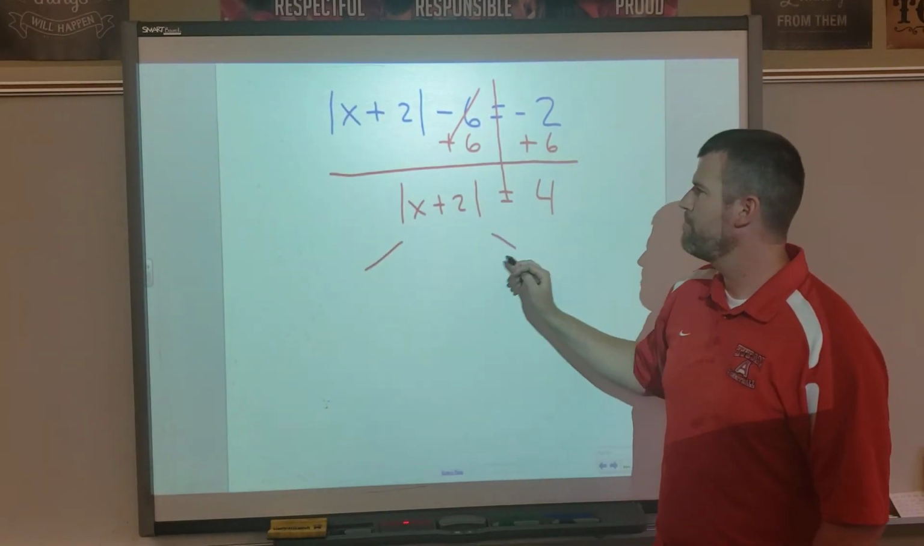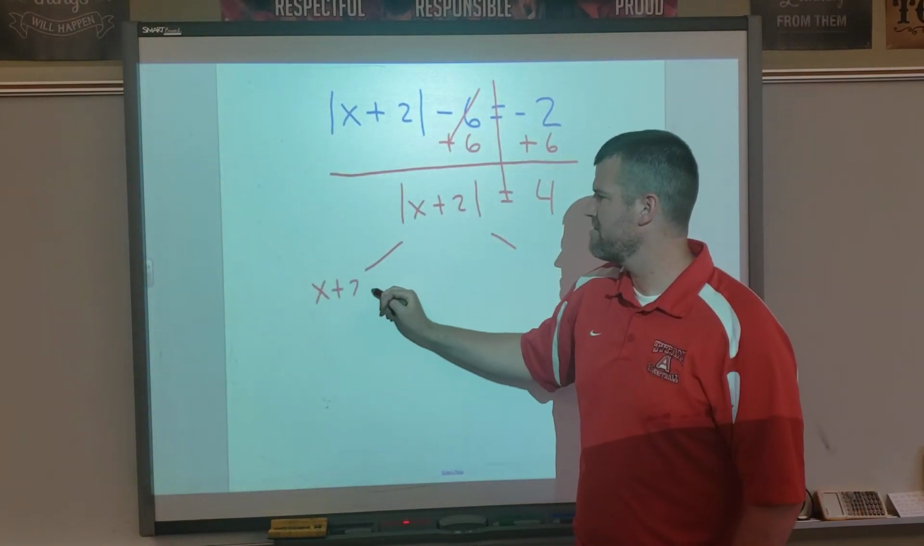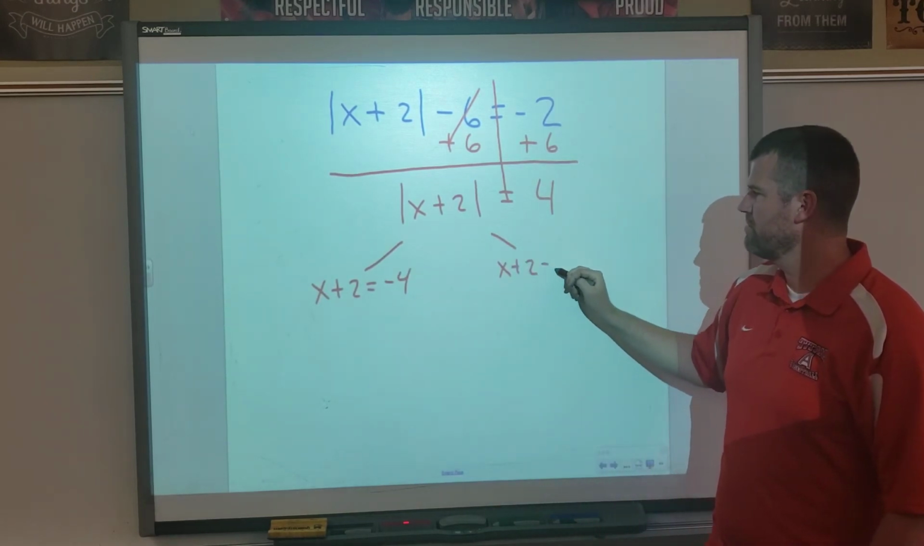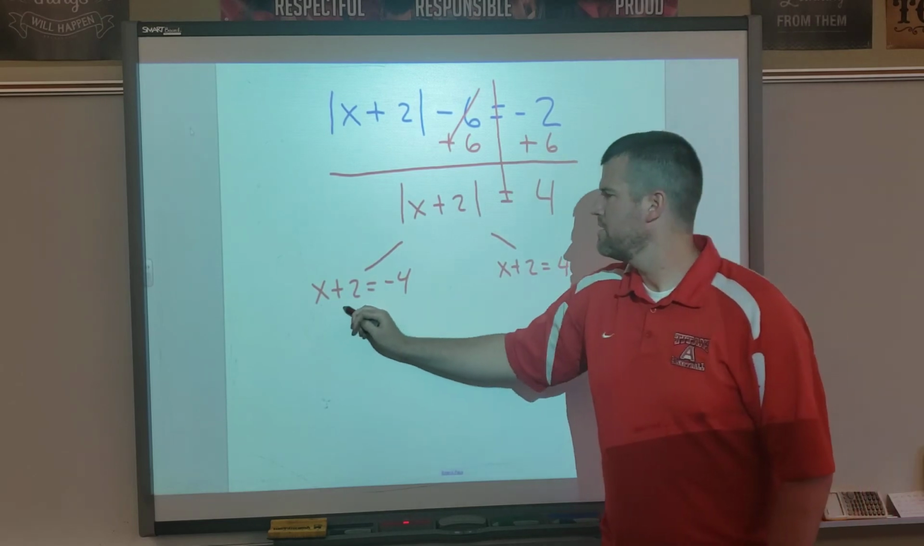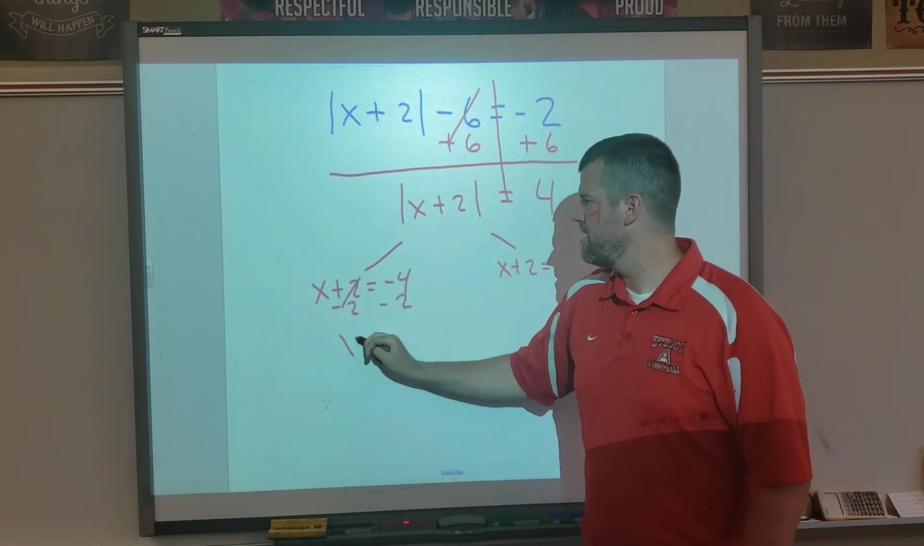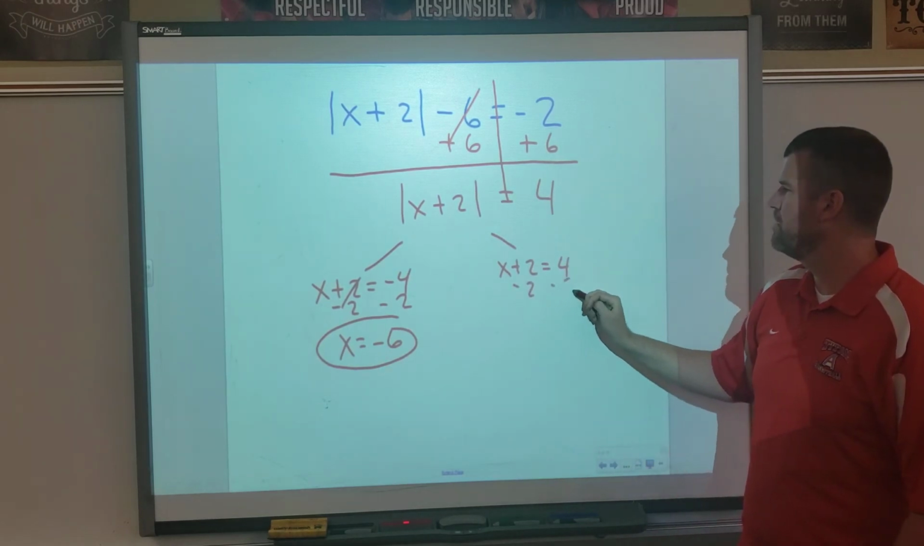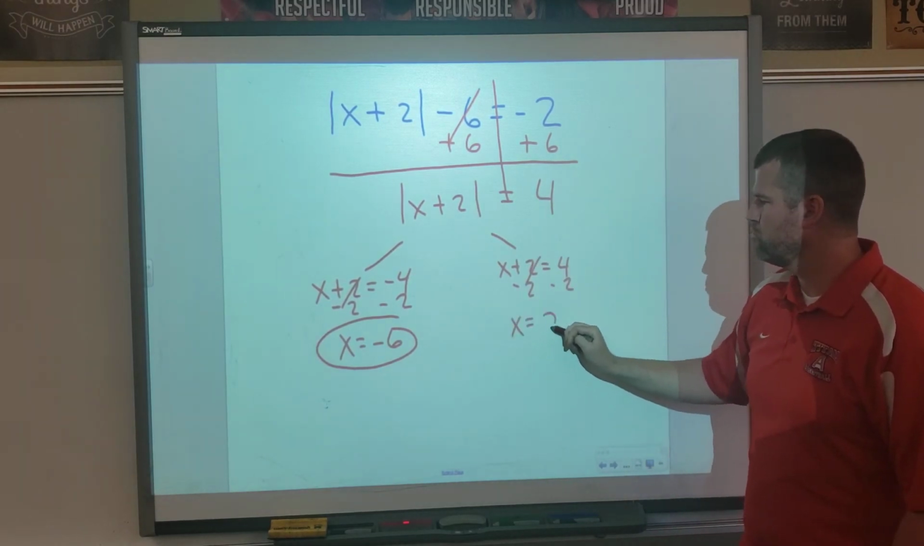So we could split up our 2 problems. X plus 2 equals negative 4. X plus 2 equals positive 4. And we get our 2 solutions of negative 6 and positive 2.